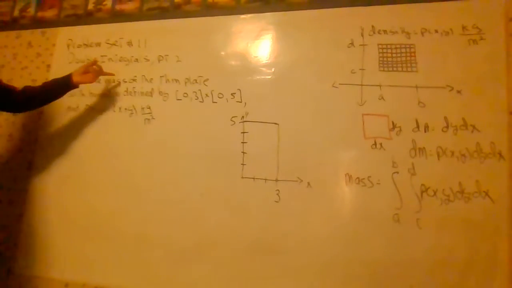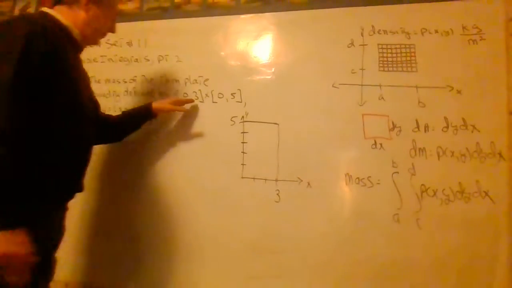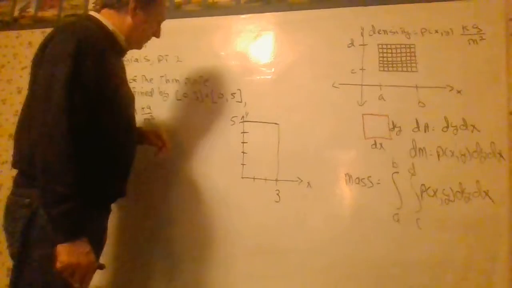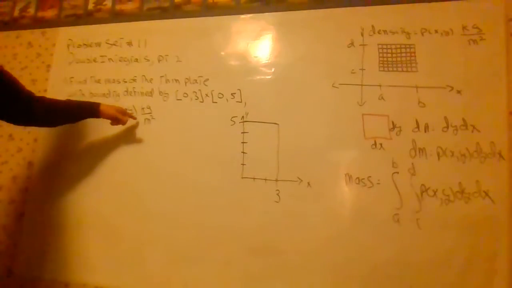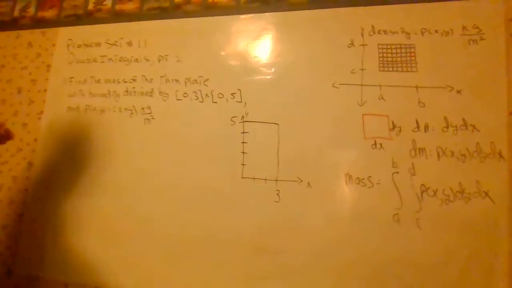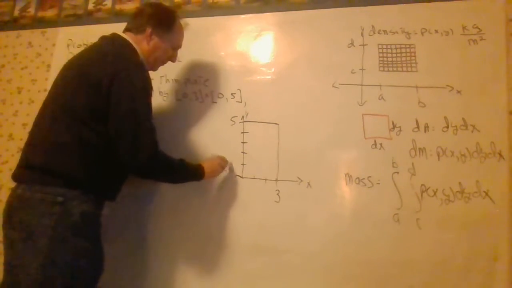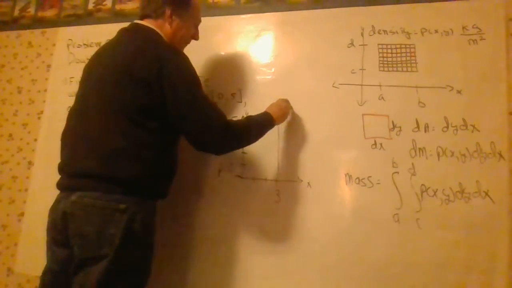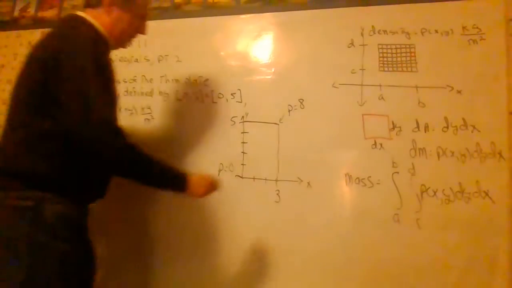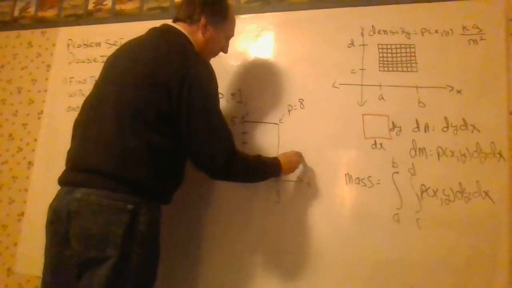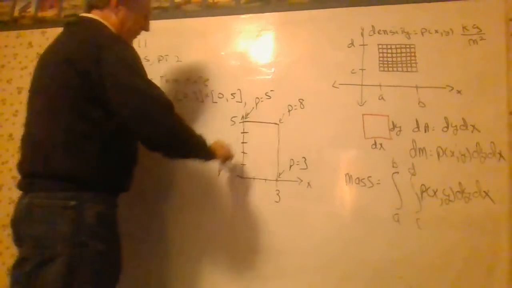Here's an example. Find the mass of a thin plate with boundary defined by 0,3 cross 0,5. That's this rectangle. And we have a density of x plus y kilograms per square meter. Just for example, down here we have density equals 0. Up here we have density equals 8. It's a linear function. Over here we'd have density equals 3. Over here we'd have density is 5, and of course it varies linearly in between.